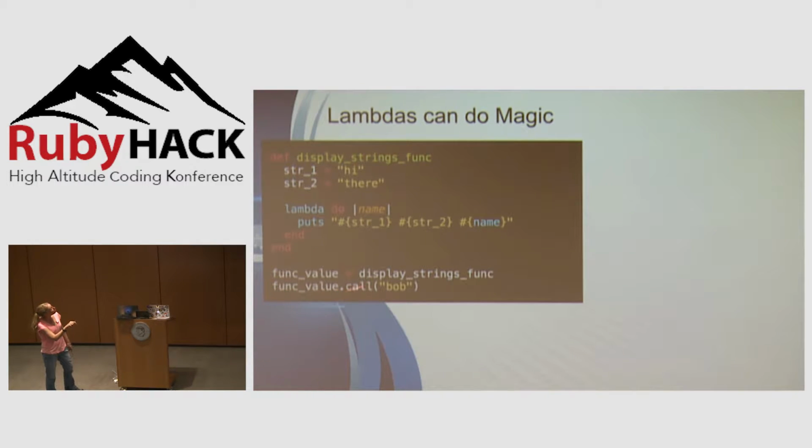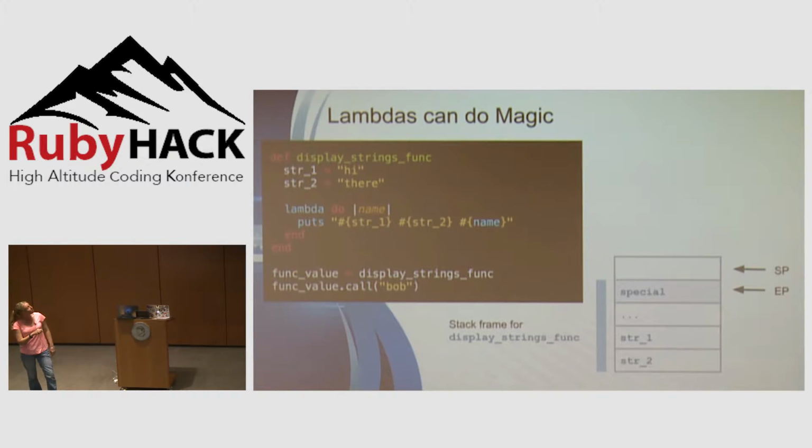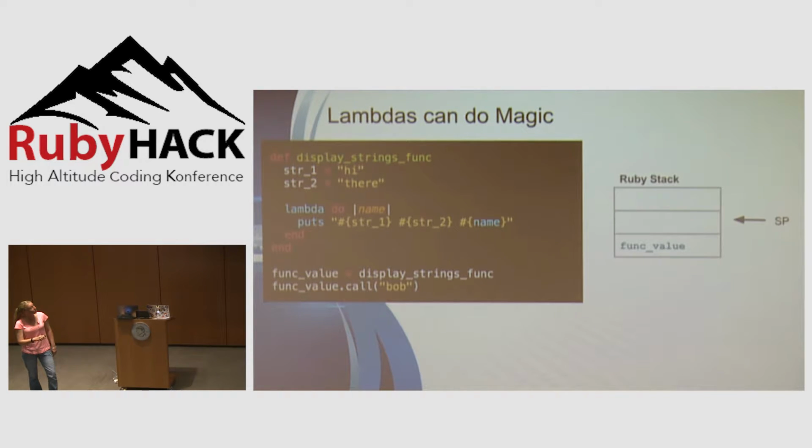And this bit of code works. And if you know anything about how stacks work, you'll know that the fact that this line of code actually works is quite amazing. Now, to show you what I mean, let's take a look at what happens on the stack during this method call. So here's the usual stack frame for display strings func. String 1 and string 2 local variables are on there. Environment pointer set, stack pointer set. Now, Ruby gets the line of code where the lambda needs to be created and returned. And so what happens now is that the created lambda is assigned to the func value variable on the stack.